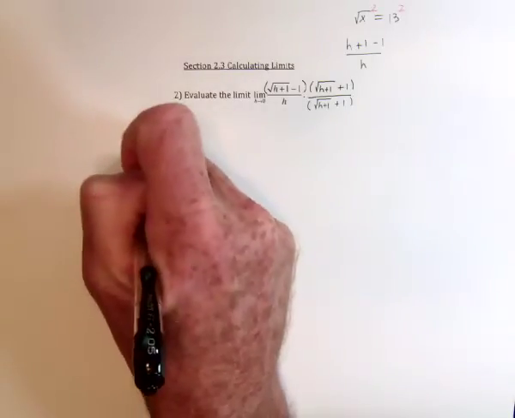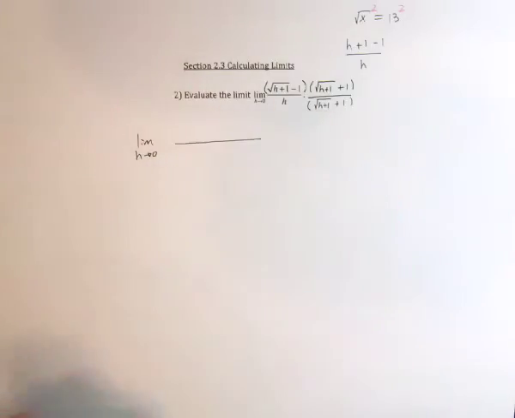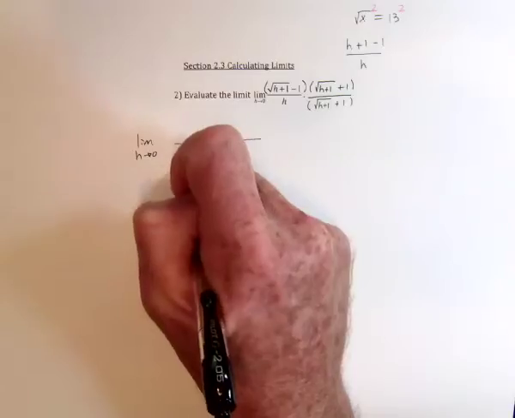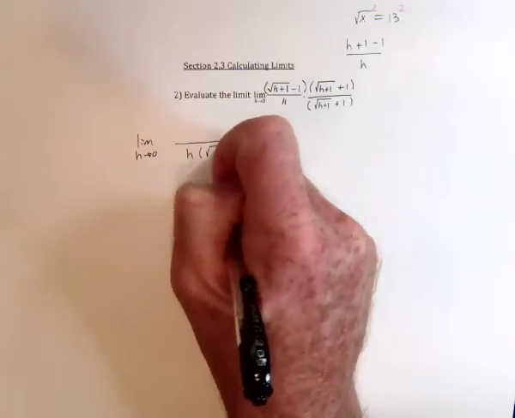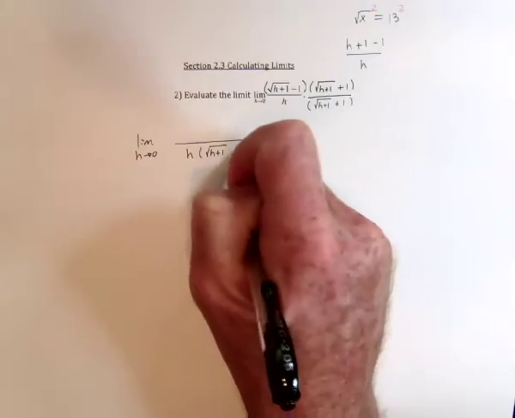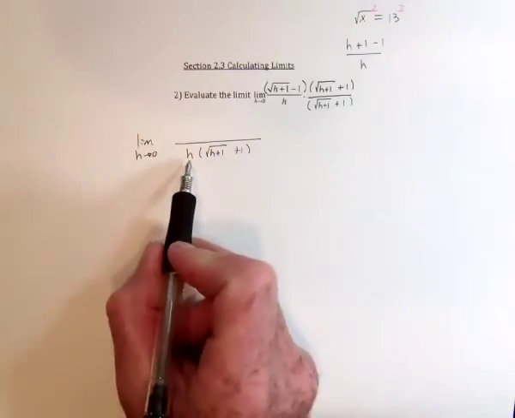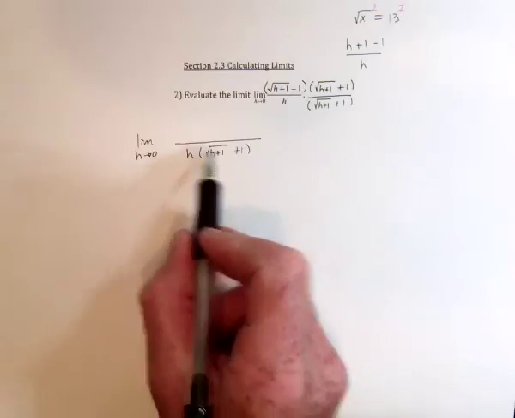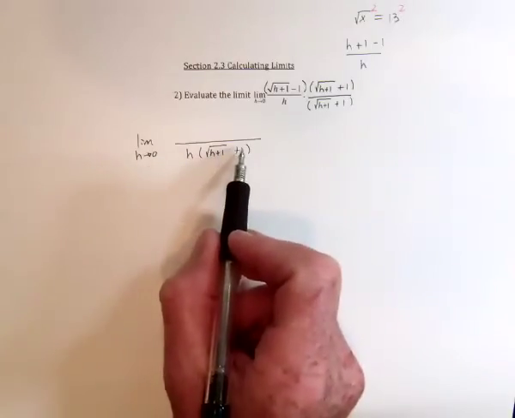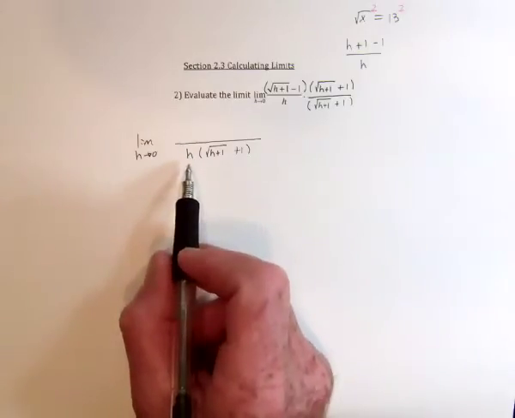So we're going to get the limit as h goes to 0. The denominator, don't multiply it out. Just write h times the square root of h plus 1 and then plus 1. Because the whole goal is to get rid of this h, so there's no sense in multiplying it through when we would then just have to factor it in order to get it to cancel.